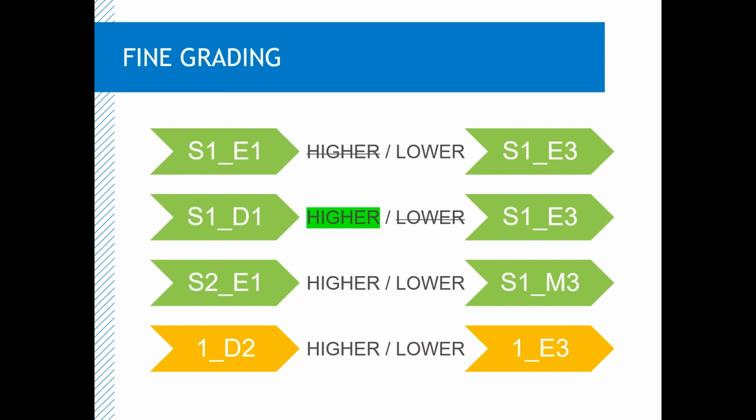And so the third one, higher or lower, S2E1, is it higher or lower than S1M3? And for this one, it is actually higher. And this one, we're looking at the grade. So stage 2 is higher than a stage 1. And then the last one, both grade 1, but it's developing 2. Is it higher or lower than emerging 3, or an E3? And it's actually higher. So developing, again, is higher than emerging.